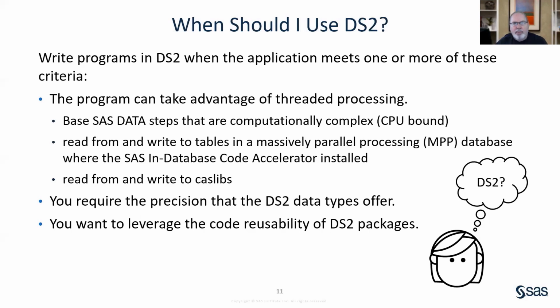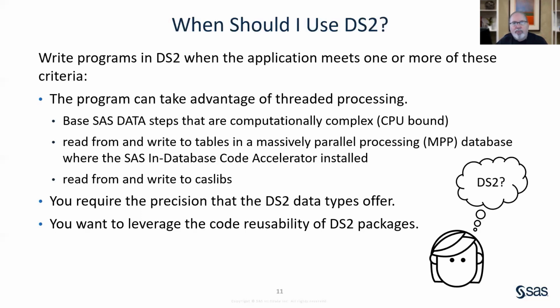Because if the process is CPU involved, even though there's still only a single read-write thread, we could benefit from parallel compute threads. Or perhaps my data resides in Teradata or Hadoop or Greenplum, where I have the SAS in-database code accelerator installed. In that case, it's almost certain to improve throughput if I write my code in DS2. And if my data is in CAS, DS2 is an excellent method of providing controlled parallel processing in this massively parallel environment on memory resident data.